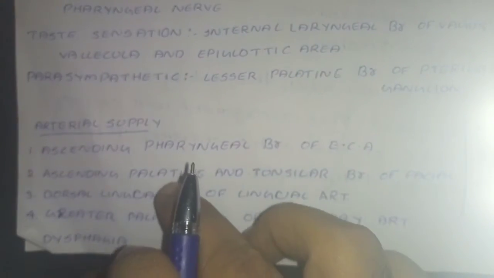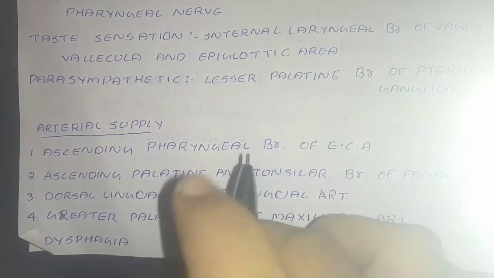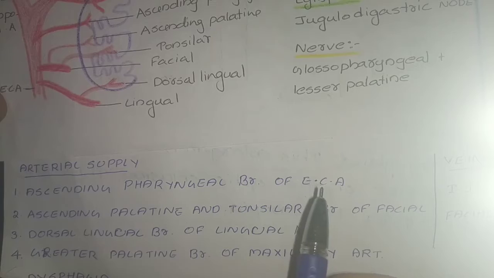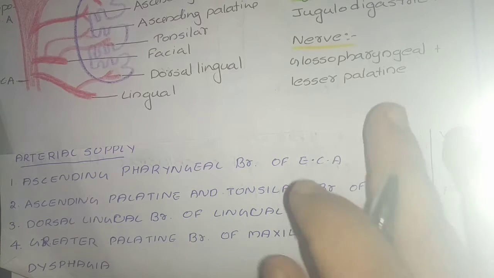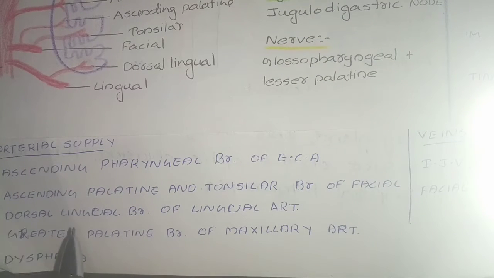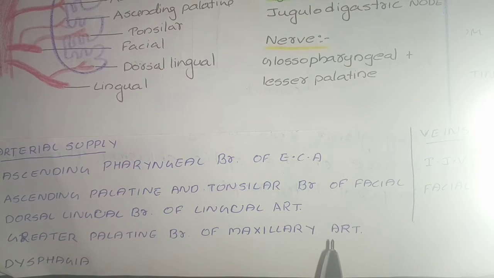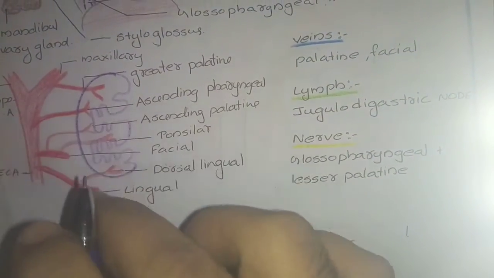Now for the arterial supply. The arterial supply is the same as that of the palatine tonsil. Arterial supply is the ascending pharyngeal branch of external carotid artery, the ascending palatine and tonsillar branch of the facial artery, the dorsal lingual branch of the lingual artery, and the greater palatine branch of maxillary artery.